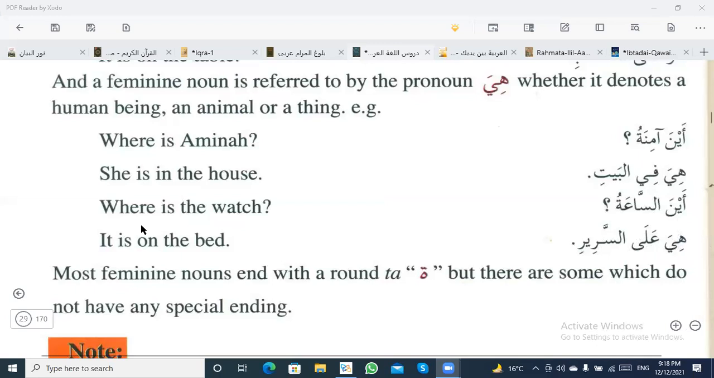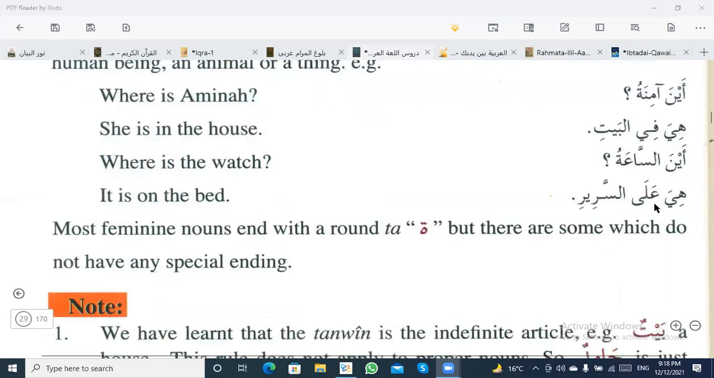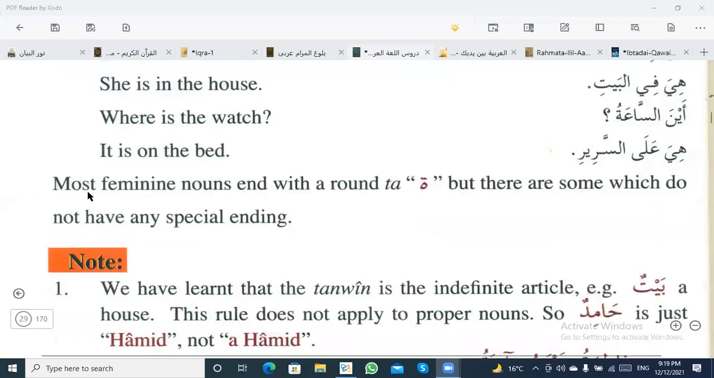Aina as-sa'atu? Where is the watch? Hiya ala as-sariri. How do you say that again? Hiya ala as-sariri. It is on the bed. Okay. The feminine nouns end with a round ta, just as in the book. But there are some which do not have any special ending.